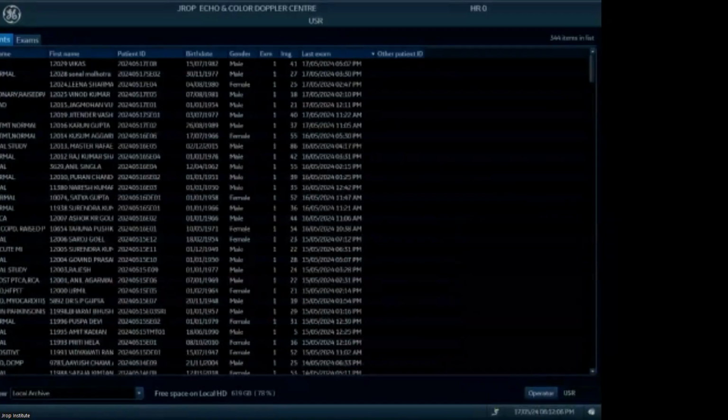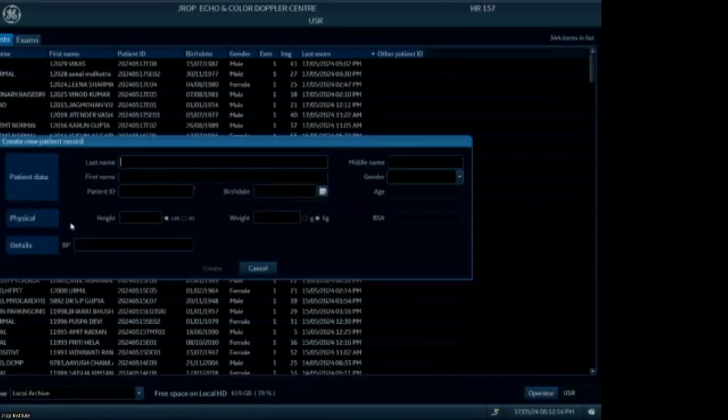Various issues regarding the basics of echocardiography. As you can see on screen, we always put a name, age, height, weight, then coding of the cases.